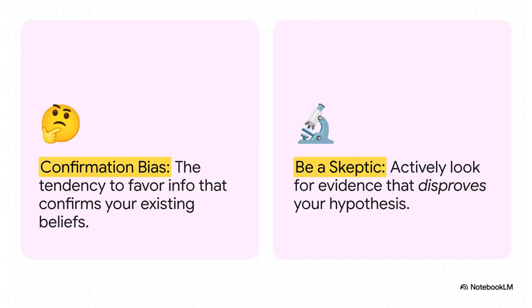The first and maybe biggest trap is confirmation bias. It's just human nature. We tend to look for evidence that proves what we already believe, and we conveniently ignore anything that might prove us wrong. So, what's the solution? You have to be your own biggest skeptic. You have to actively go looking for data that proves your theory wrong. A great detective is always willing to change their mind.